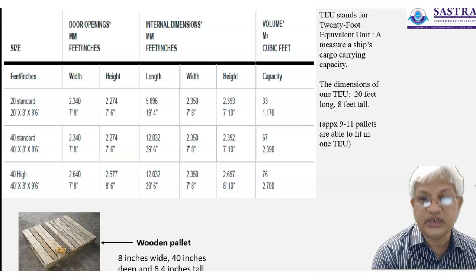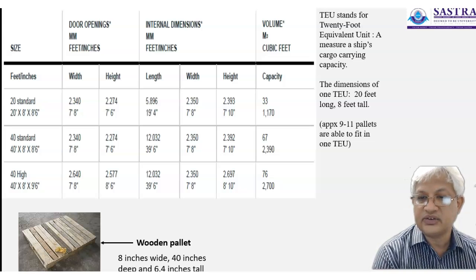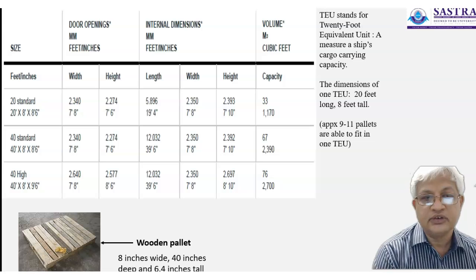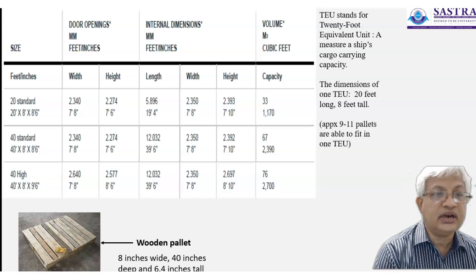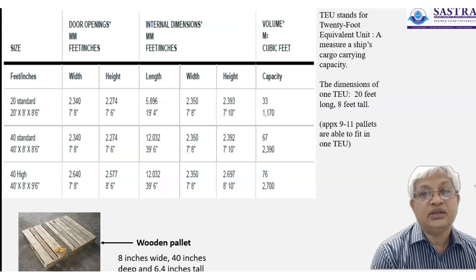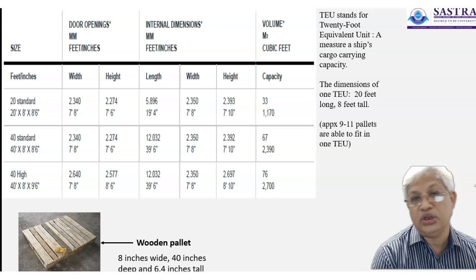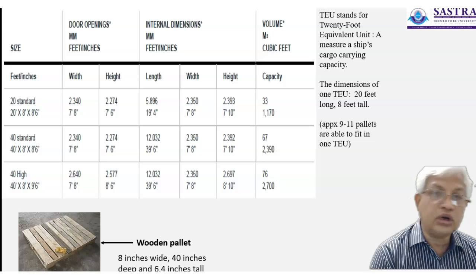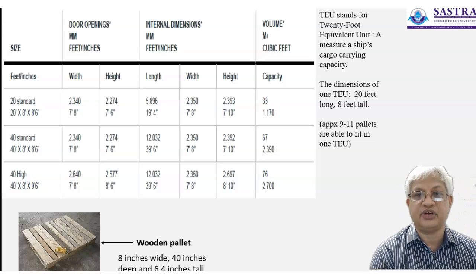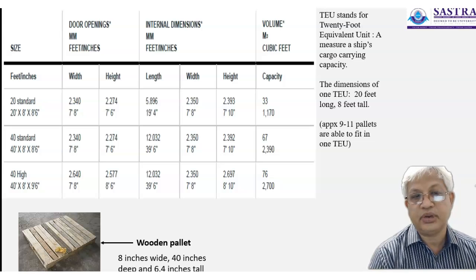With 40, we need to use the word standard, because 40 comes in two types. One is 40 feet standard, the other is 40 high cube. So here below, in feet and inches, we are given the dimensions. The door opening, the internal dimension and the total volume are very important. Total volume, the last column here, is also known as capacity, which is very important.